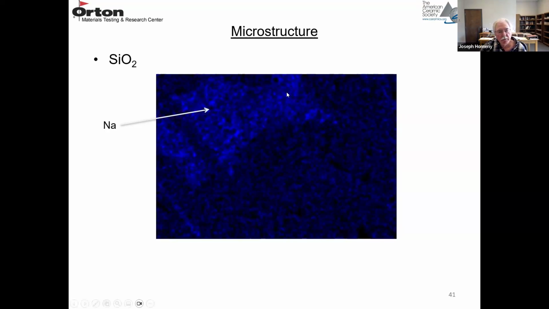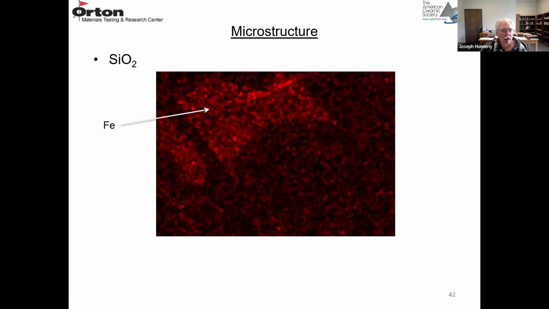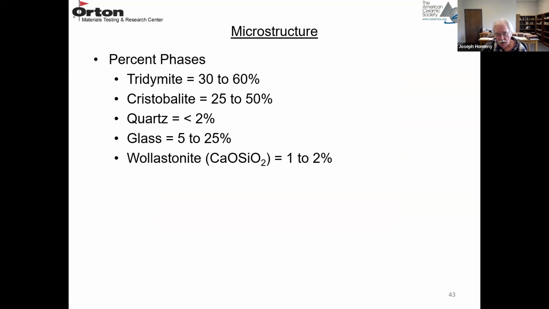Here's the sodium. It's also concentrated in the glass matrix. That's in blue. And then the iron is again concentrated in the glass matrix. That's in this kind of a red-orange color. So the impurities are concentrated in the grain boundary regions. And there are two phases present: cristobalite plus a high silica glass.